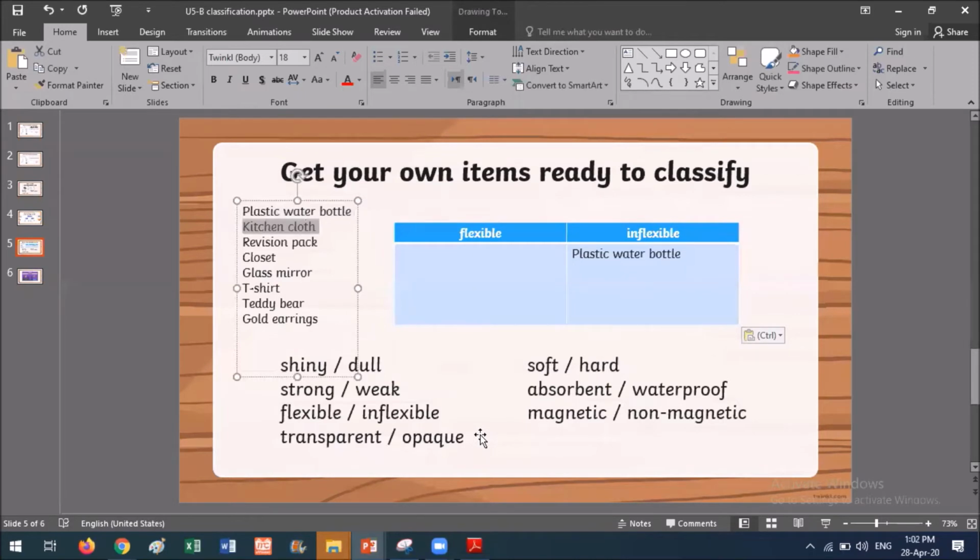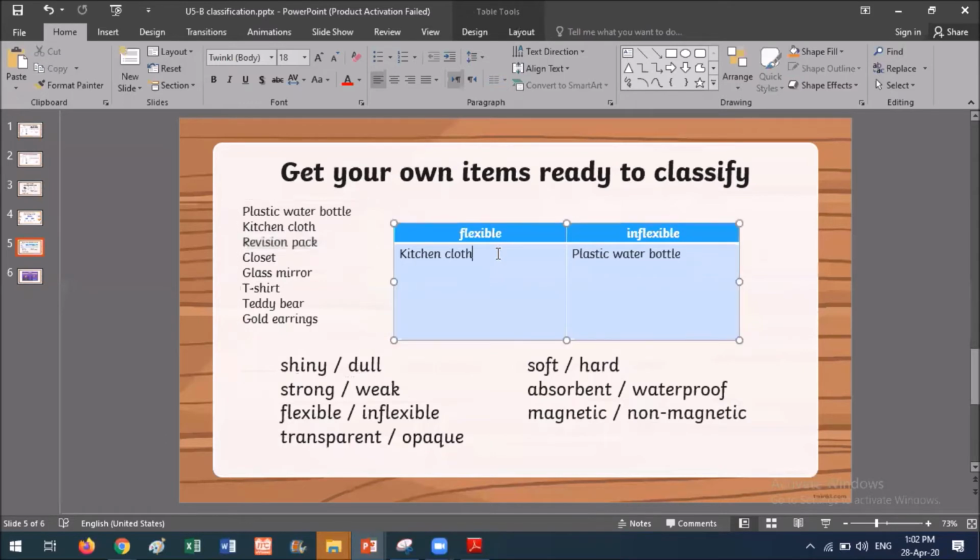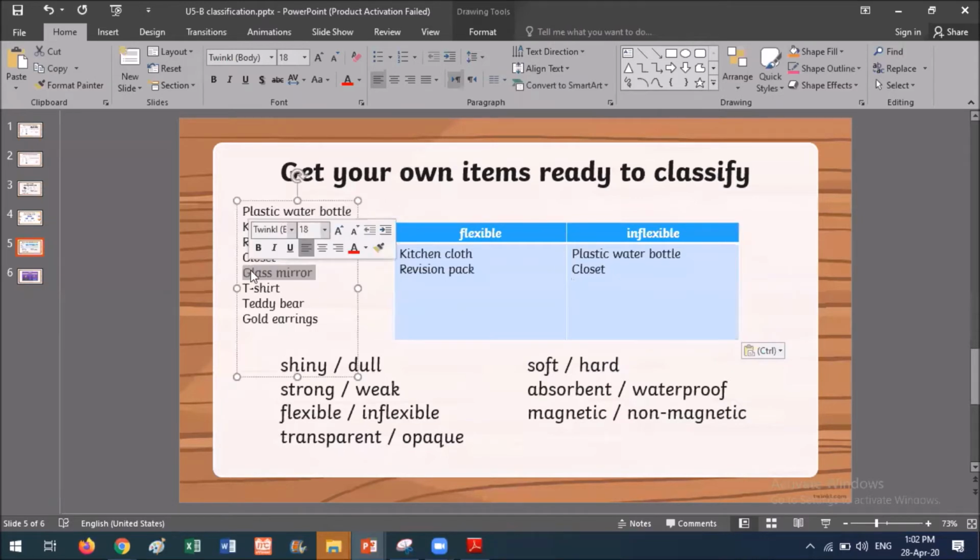Now tell me about the kitchen cloth, Jetta. Is the kitchen cloth flexible or inflexible? Flexible. Good, thank you. And the revision pack, the paper, are the papers flexible or inflexible? Flexible. Good, thank you. And then your closet, your wood closet, is it flexible or inflexible? Not flexible, or else if it's flexible, it won't be strong. Yes, very good. What about the glass mirror, honey? Flexible or inflexible? No, it's not flexible.